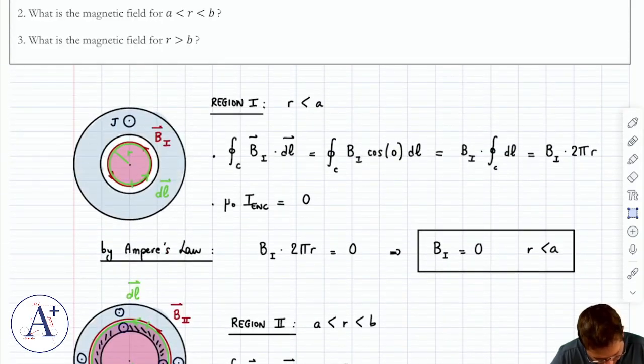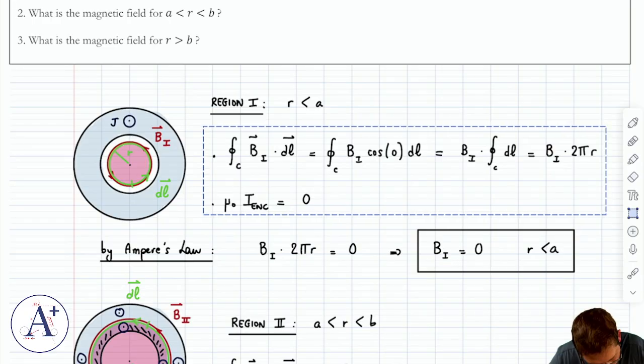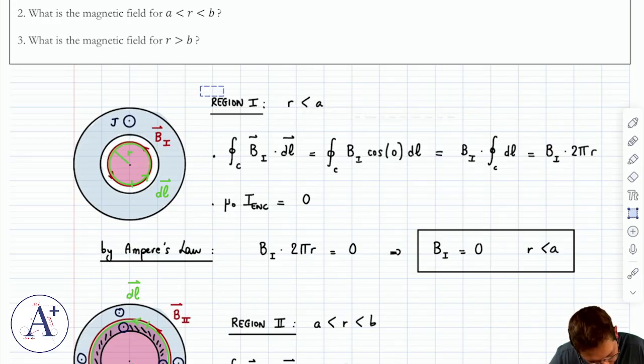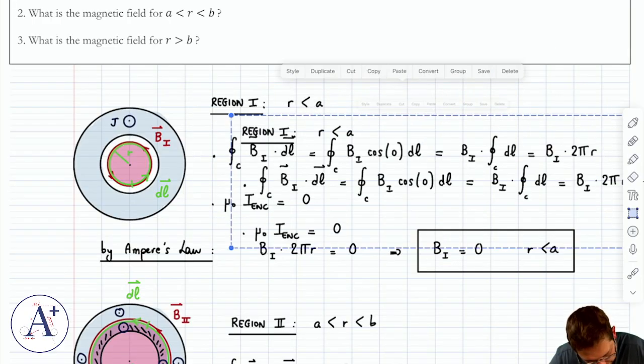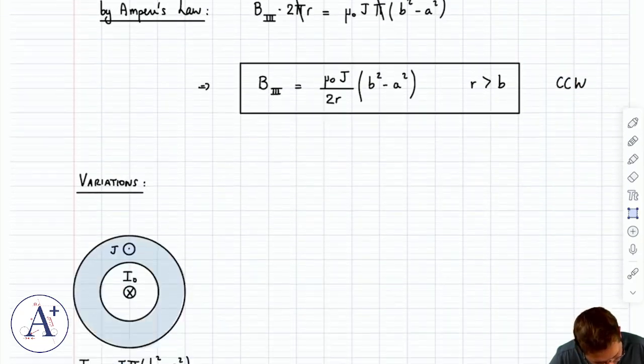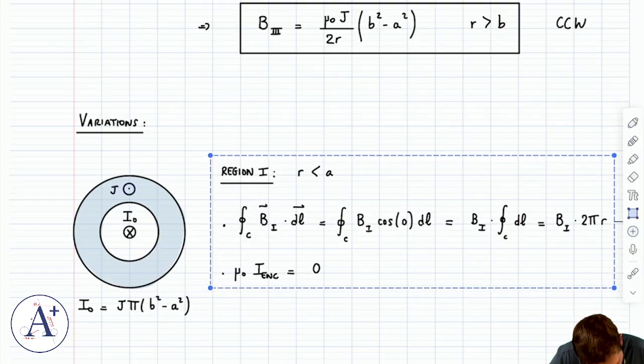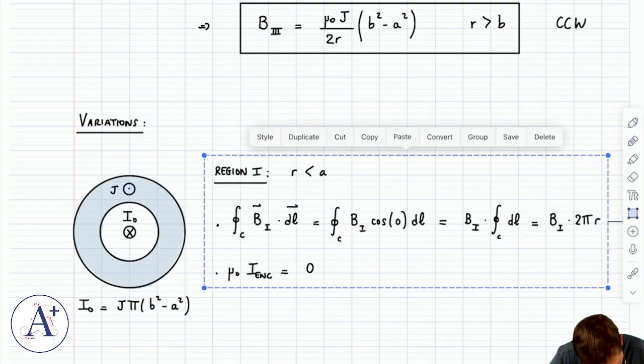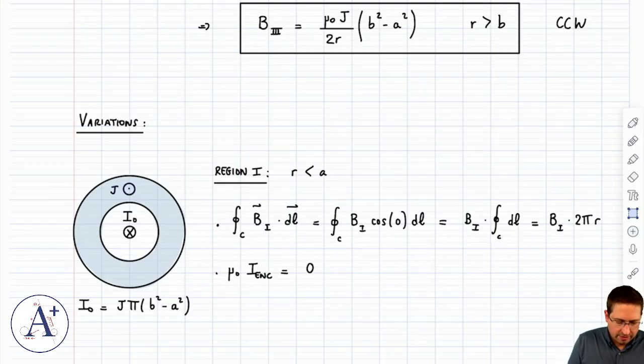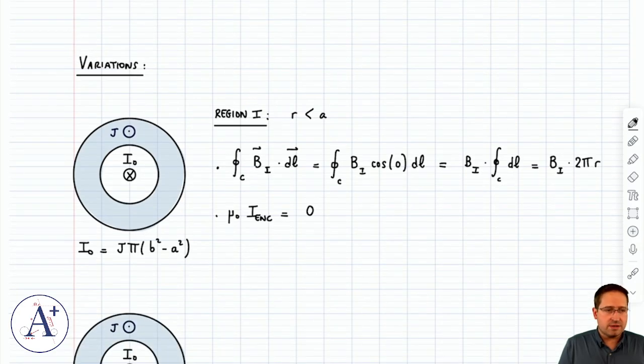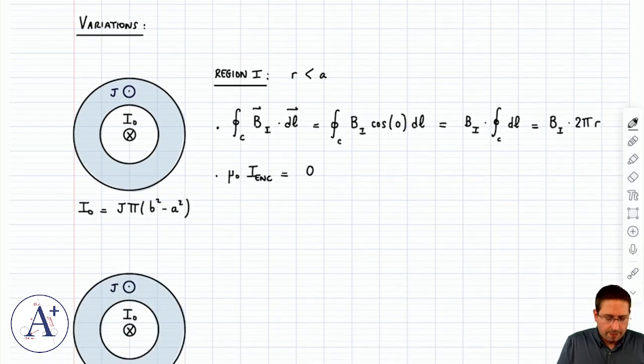Now let's go fish out here what we got for region 1. Just make a copy of it. Okay, so this is for region 1. What changes now that I have a current I0 going into the page? Well, first of all, maybe I have to decide whether B is clockwise or counterclockwise.